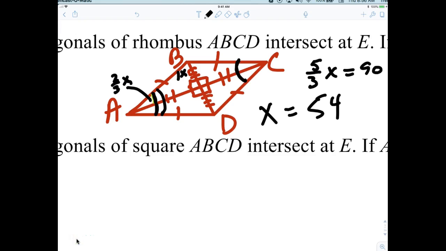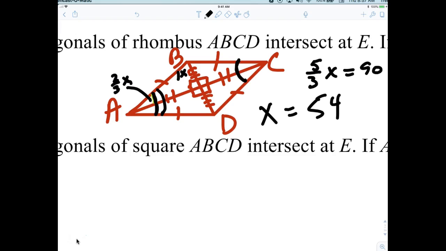All I'm doing is telling you, come on, please help me out here. This is x, this is 2/3 x. Those add together to be 90. That's all I'm saying. That's it. I get it. Now I figured out what x is. x is 54.